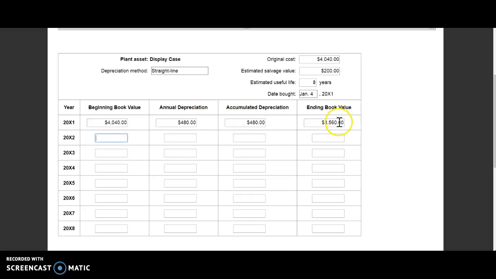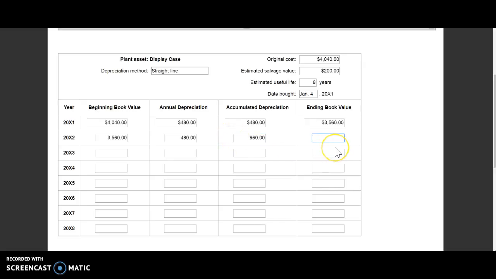This number here is simply going to be moved to the next line as our beginning book value, so 3,560. Our annual depreciation is going to stay the same, so $480. Our accumulated, however, is going to change. We're going to take the previous year's accumulated, so $480, plus this year's annual, another $480. So $480 plus $480 will be $960.